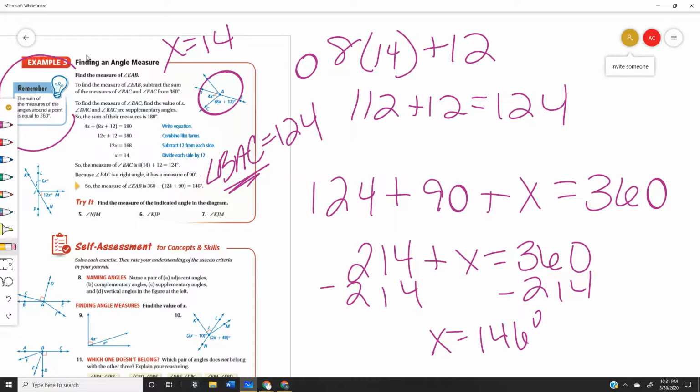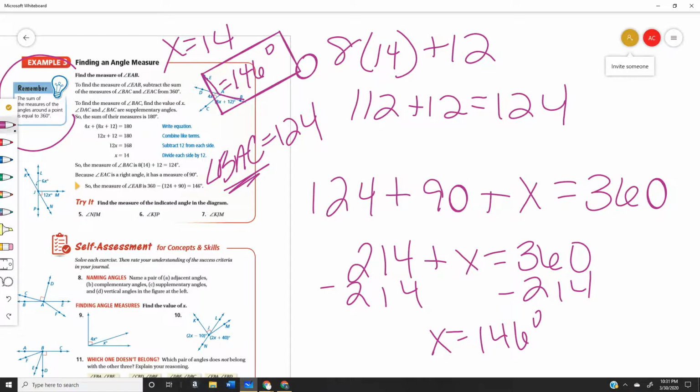Oh, let me delete that part. Hold on. We wanted to find the measure right here of angle EAC. So we found the measure of angle EAC is equal to 146 degrees. Okay?